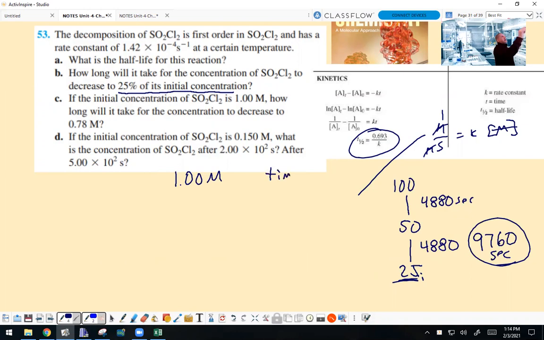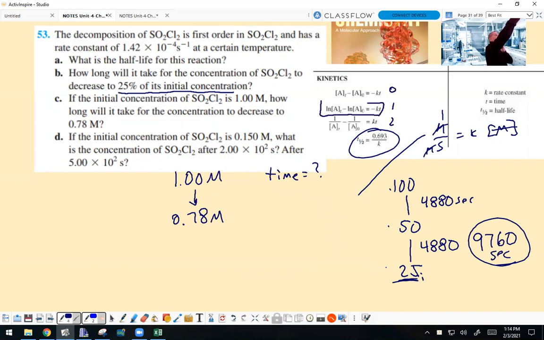All right, if the initial concentration is 1 molar, how long will it take? So now we're looking for time in seconds for it to decrease to 0.78 molar. Not as easy this time because it's not one of these nice, neat half-lives, but it is consistent and we know what K is. And so how are we going to do it? Well, that's what this equation is for. Remember, 0, first, and second.